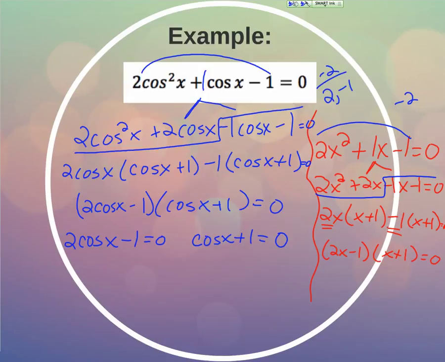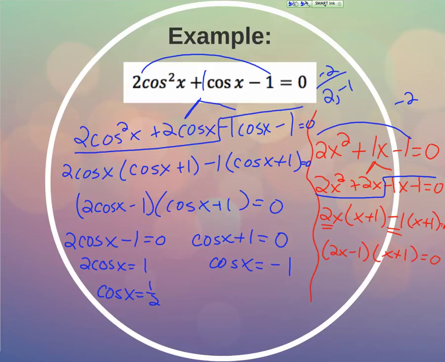Absolutely, we want to get cosine by itself. So over here, I would have to add 1 and then divide by 2. So cosine x equals 1/2. Over here, I'd have to subtract 1. So cosine x equals negative 1. And we've done that before. We did that in the first section of this chapter as well.